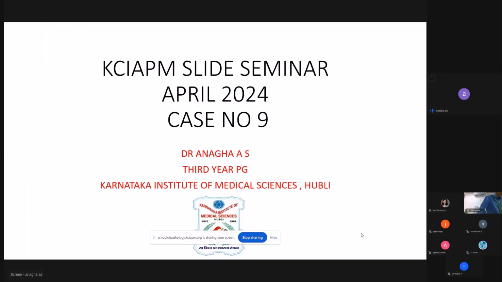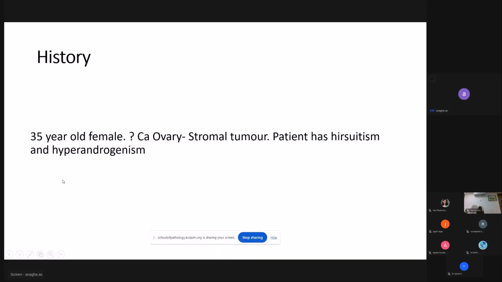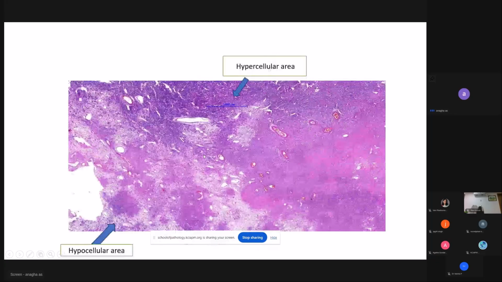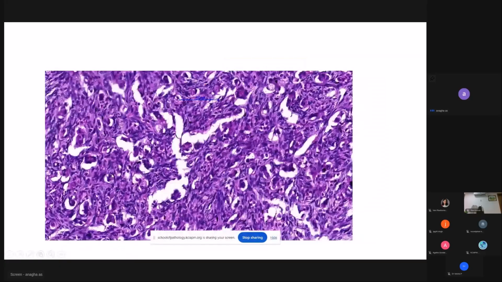Good afternoon. Myself, Dr. Anaga, from Karnataka Institute of Medical Sciences, Hubli. The history is that of a 35-year-old female with query CA ovary stromal tumor. Patient has hirsutism and hyperandrogenism. This is the lower view of the entire section. Here you can see hypercellular areas, eosinophilic areas, and hypocellular areas. On focusing on the hypercellular areas, you can see cells are arranged in tubules separated by fibrous stroma.